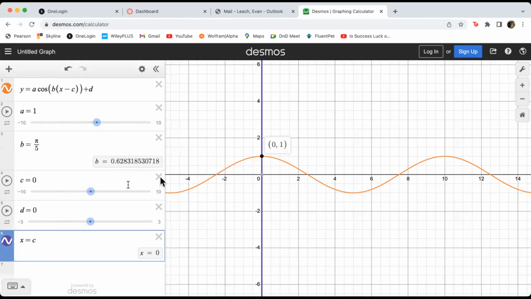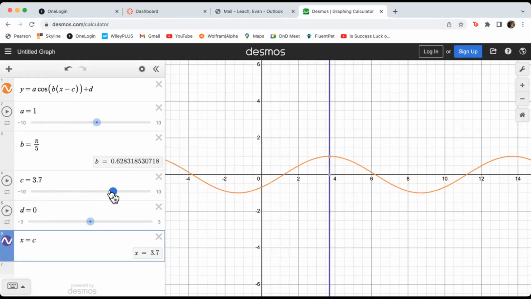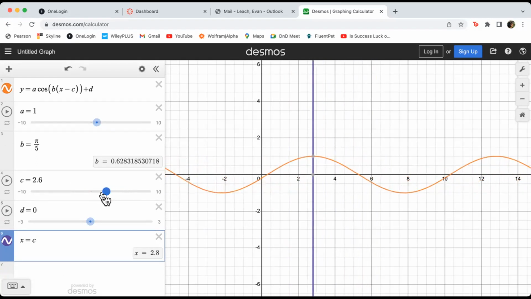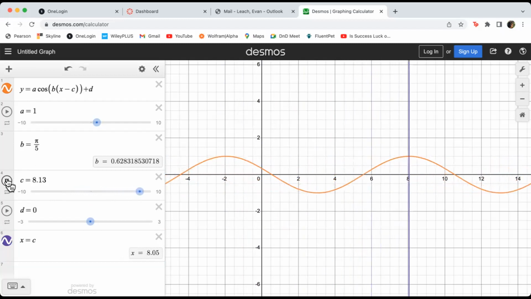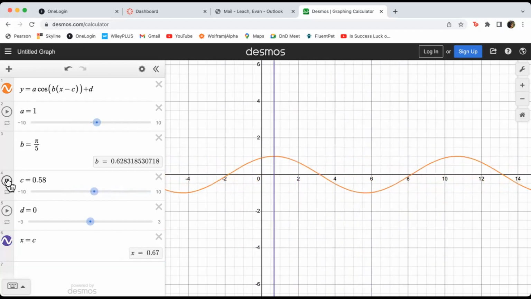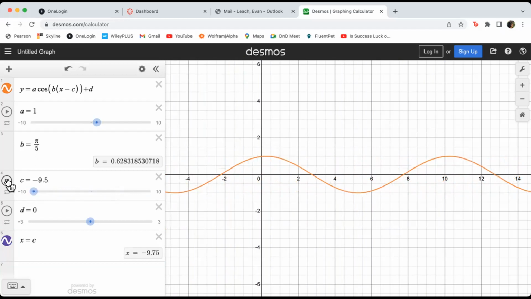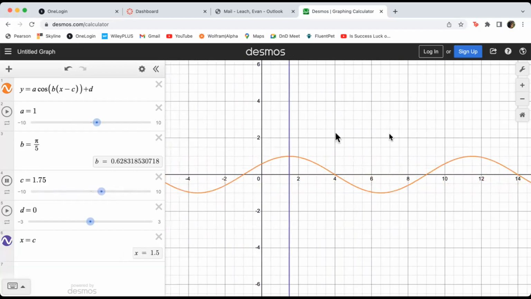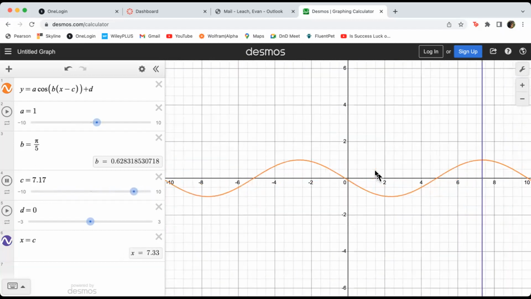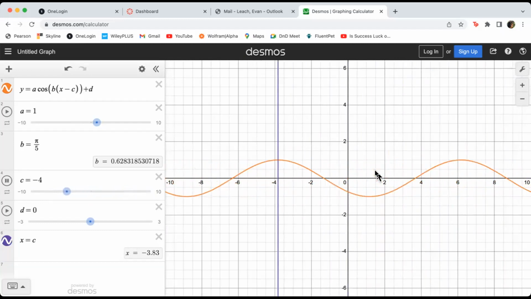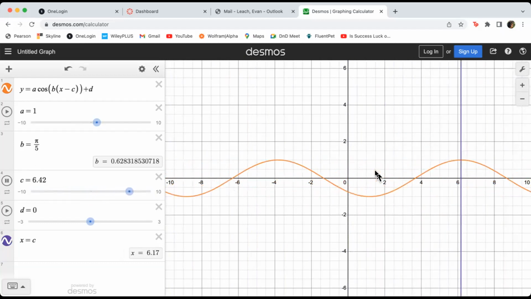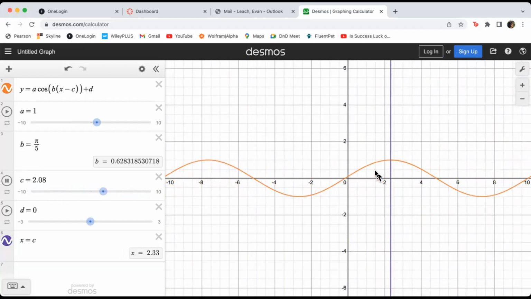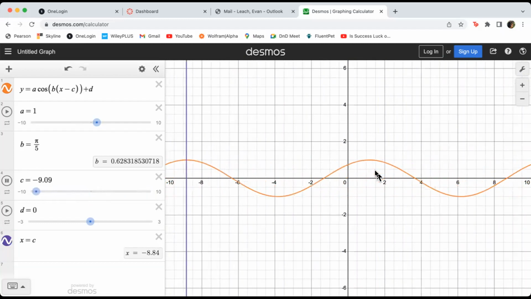So if I animate C, or if C increases, we can see we're shifting the graph to the right. And when C decreases, we just shift the graph to the left. So if we put C in motion, it barely fits between negative 10 and 10. We can see C is just dragging that top, where we think of the start, back and forth.